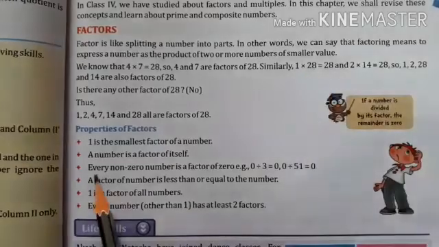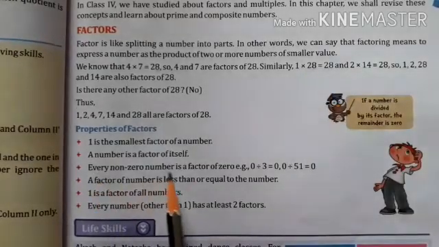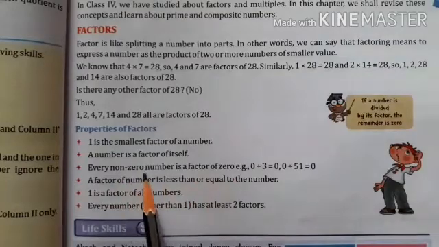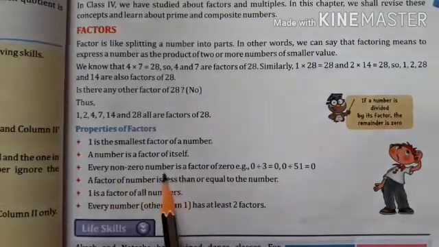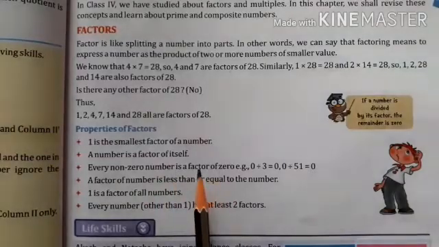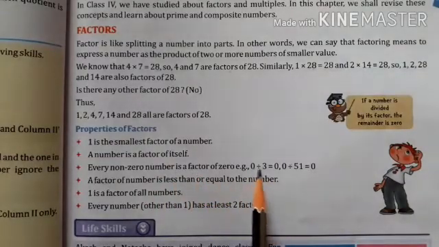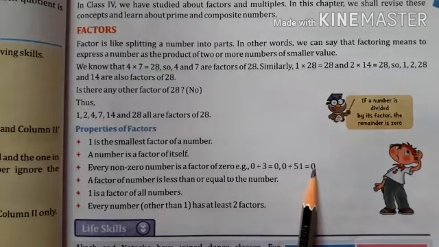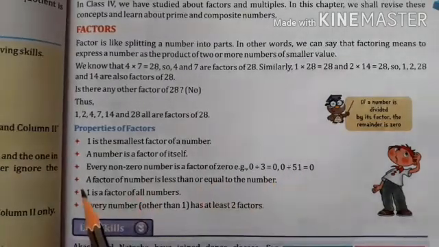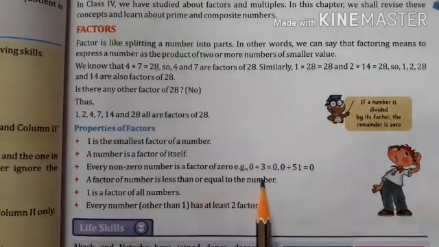Next, every non-zero number is a factor of 0. Non-zero number means all the numbers except 0. As for example, 0 divided by 3 equals 0, 0 divided by 51 equals 0. Next, a factor of a number is less than or equal to the number.